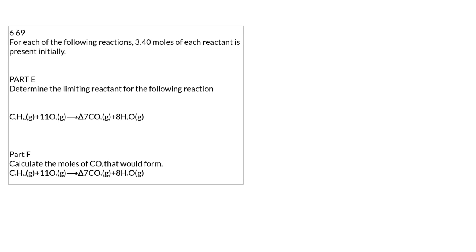Problem 669, parts E and F. For each of the following reactions, 3.4 moles of each reactant is initially present. Determine the limiting reagent for each of the following reactions. Okay, so let's dig on in here.